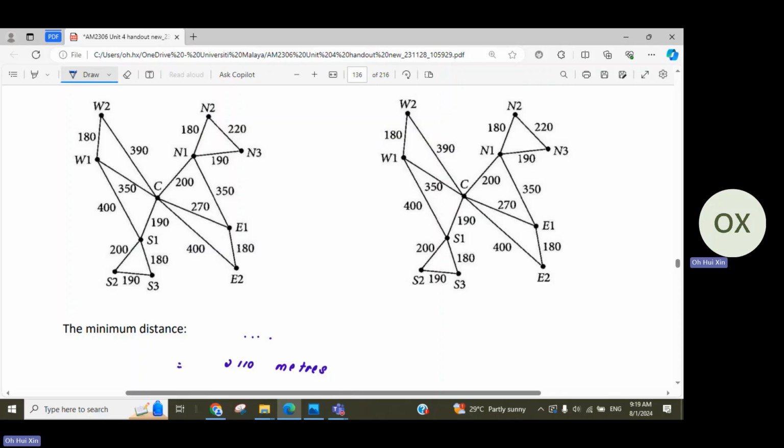All right, a very quick one for the answer. I'm going to start from W2. Then the next neighbor. Okay, move on.